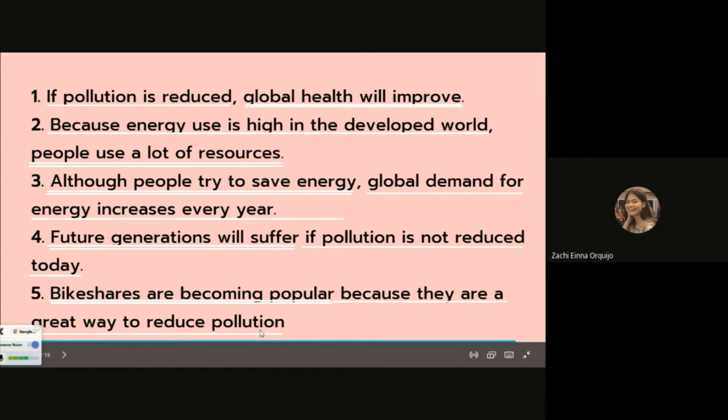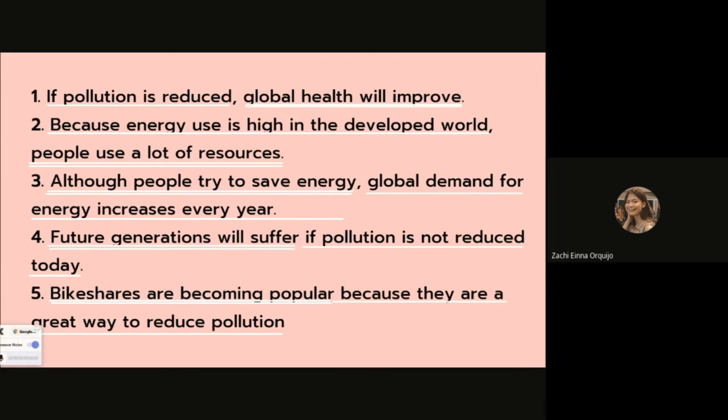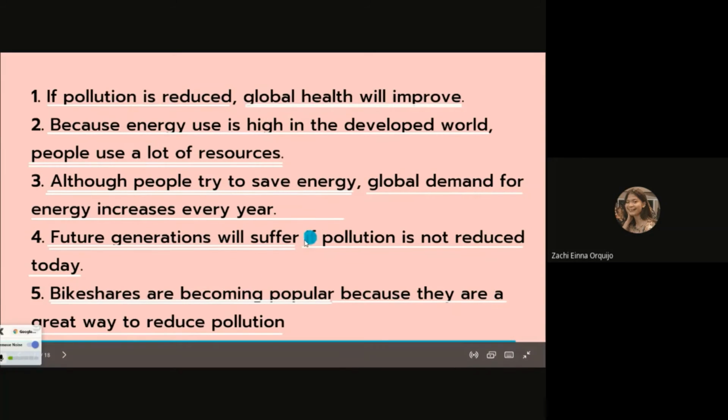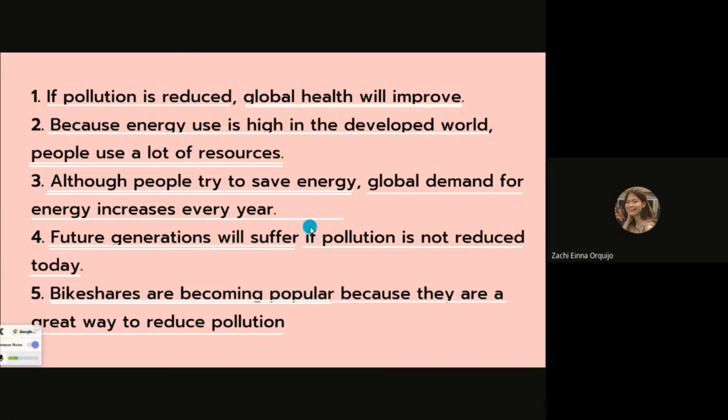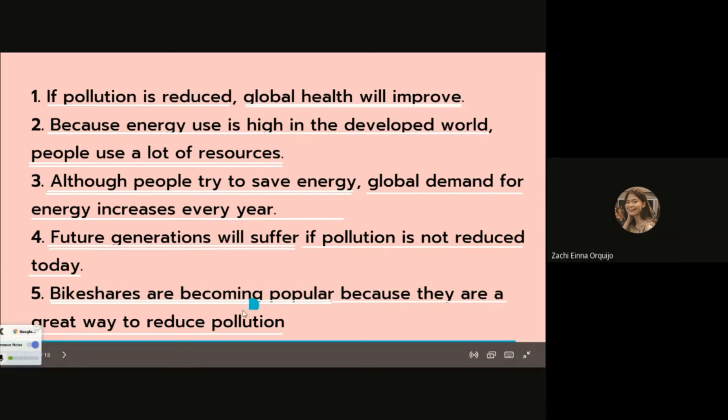So as you can see, meron tayong mga subordinate conjunctions katulad ng if na pinagsama ang independent clause at dependent clause, at dito rin sa panglima, we use because which is a subordinate conjunction. So, meron tayong independent at dependent clause sa sentence na ito. So, ang independent clause natin o yung buo ang diwa is bike shares are becoming popular. At ang dependent or hindi buo ang diwa ay because they are a great way to reduce pollution.